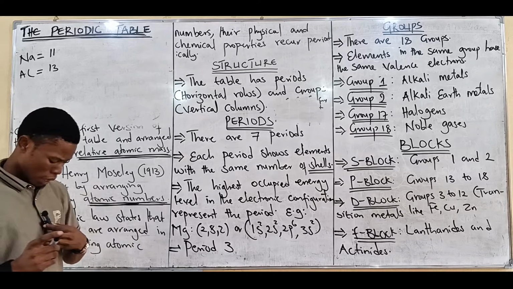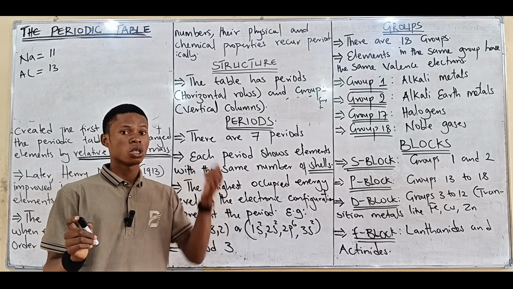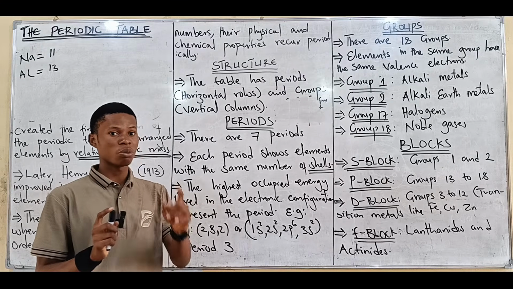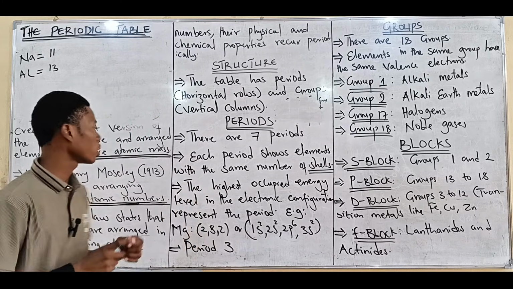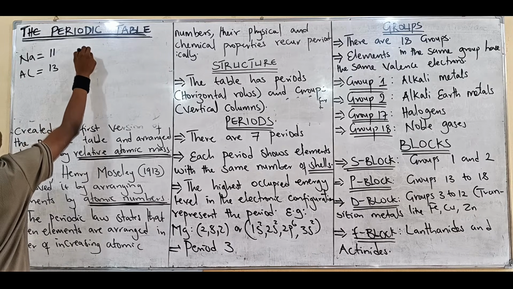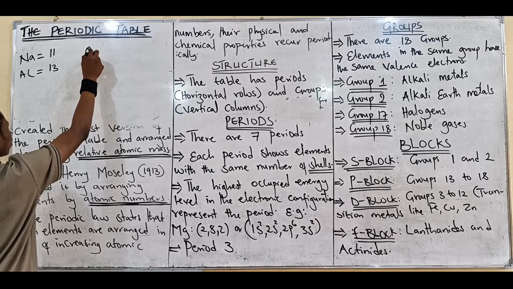Please, in our last video, I taught how to draw shell configuration and electronic configuration. So if you missed that video, go back and watch it after this. Now, if you are drawing the shell configuration of sodium, you'll be having 1, 2. Remember that the K shell only holds 2.